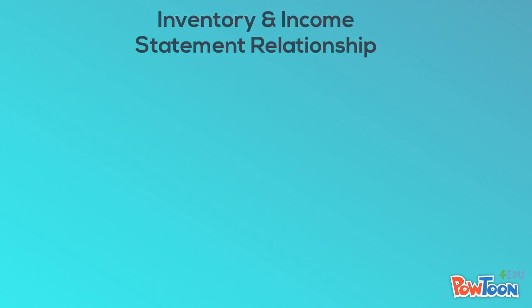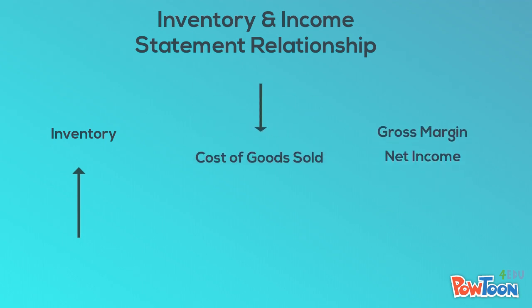For one to understand why inventory-related fraud is so common, one must understand the relationship between inventory and the income statement. If inventory at the end of the period is overstated, cost of goods sold is understated, and gross margin and net income are overstated by an equal amount.